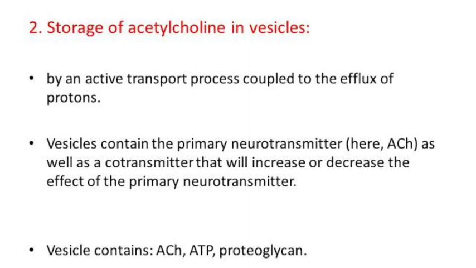This means that most synaptic vesicles will contain the primary neurotransmitter as well as a co-transmitter that will increase or decrease the effect of the primary neurotransmitter. The neurotransmitters in the vesicles appear as bead-like structures known as varicosities along the nerve terminal of the presynaptic neuron.